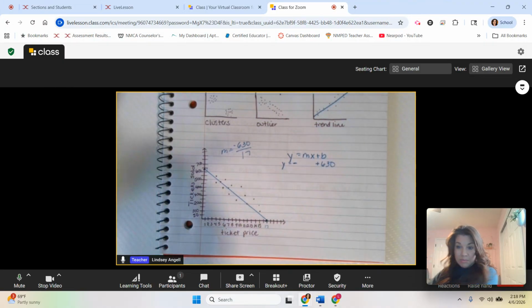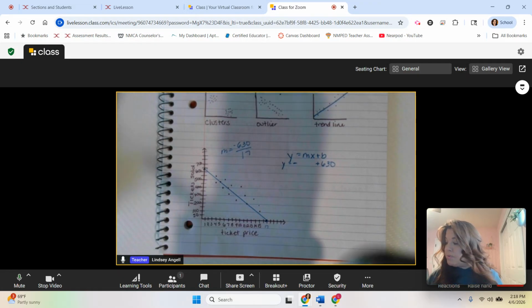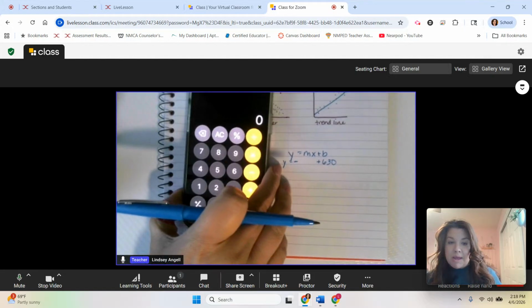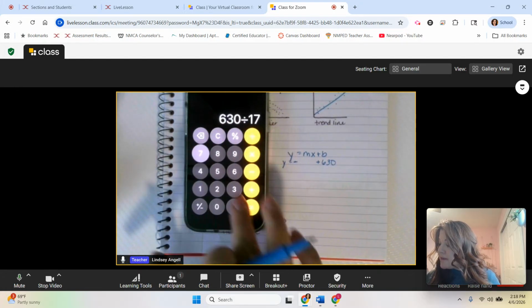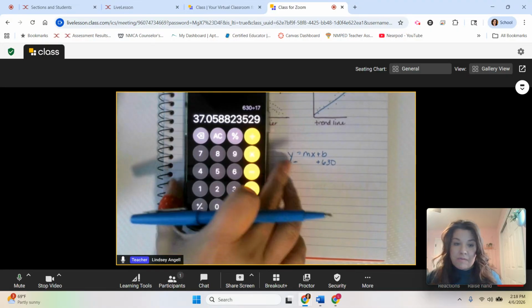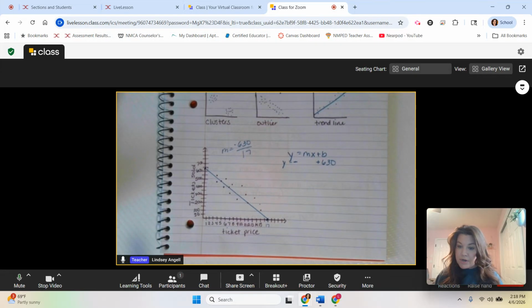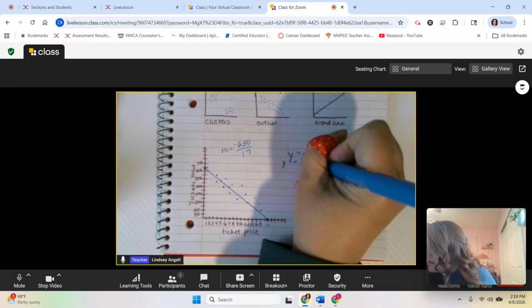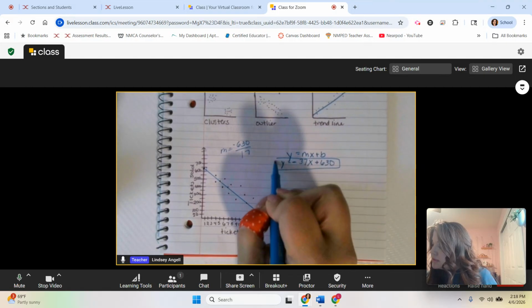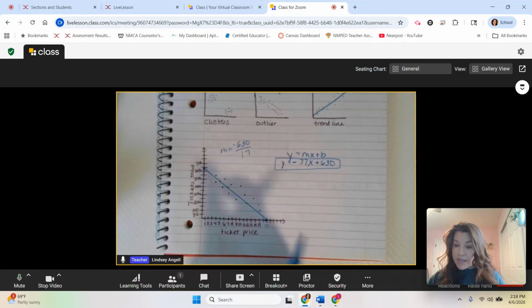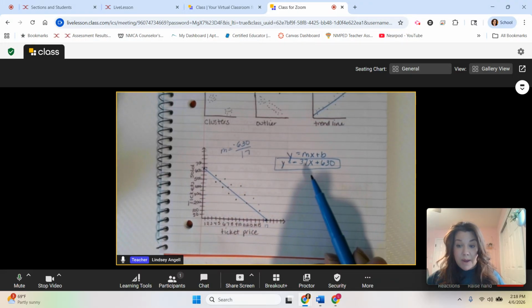Now this is not going to be absolutely perfect, but what we can do, let me get my calculator up, in order to put it in my equation, I would take 630 and divide it by 17. That gives me that big long funky number. We'll say it's about negative 37 times x. So this right here would be my final answer if it's asking me to write an equation.